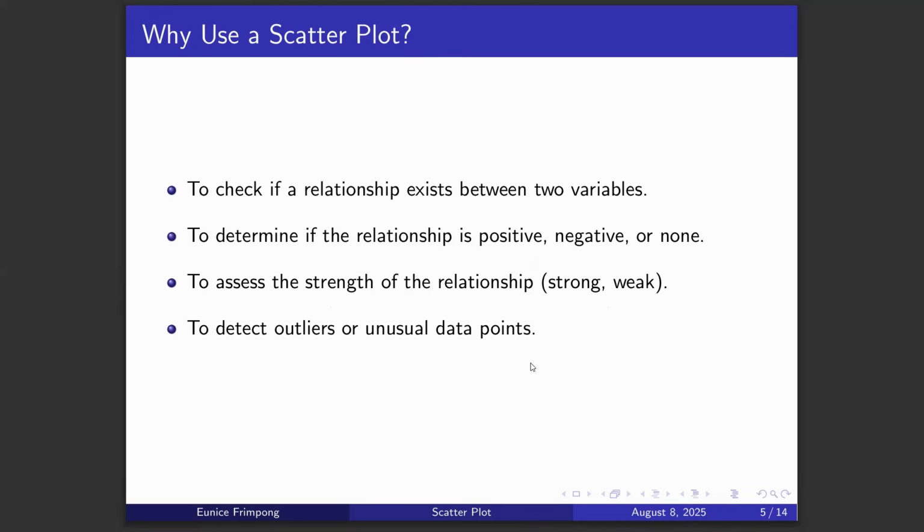So why should we use a scatter plot? Use a scatter plot to check if a relationship exists between any two variables. Determine if the relationship is positive, negative, or none. And also assess the strength of the relationship, if there is one, whether it is strong or weak, and detect any outliers or unusual data points.